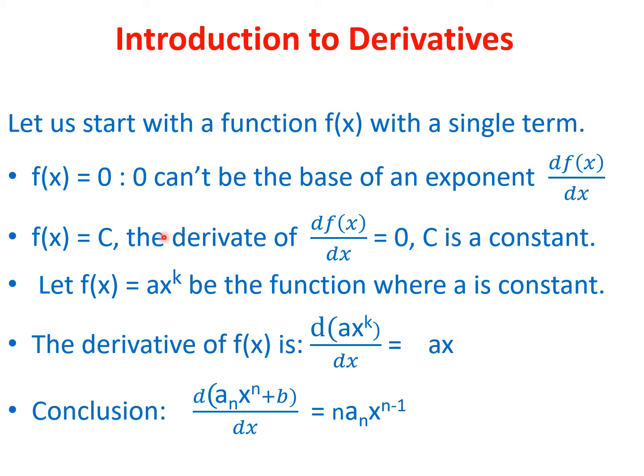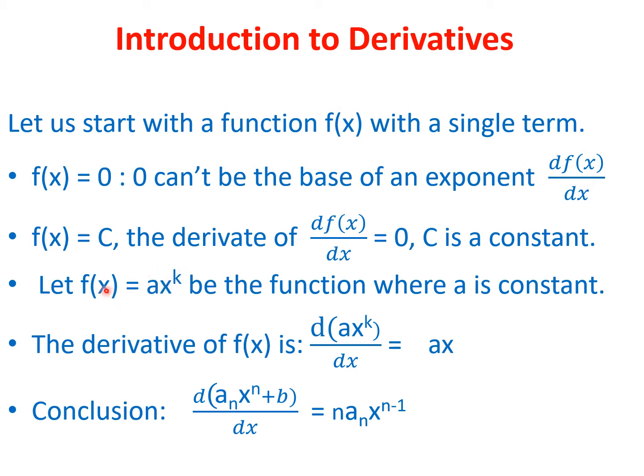What is of interest for us is the next one. Let f of x equal to a multiplied by x to the power k. Now we're talking business, because if x changes, then this term will change. And that's what is known as a function and dependent variable and independent variable. The dependent variable is x and the independent variable is the right hand side, which is f of x.